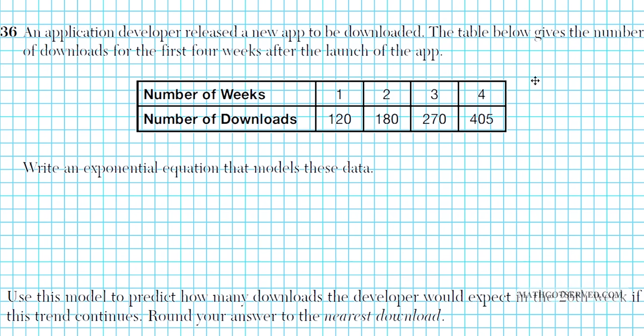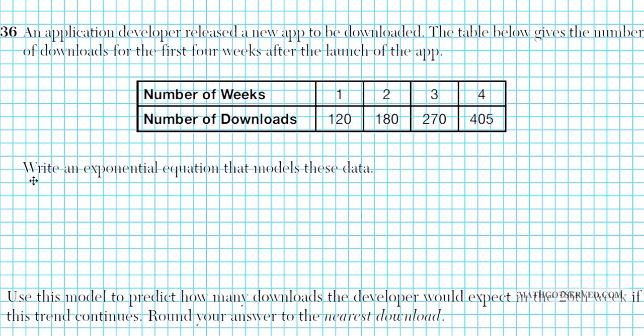All right, let's take a look at problem number 36. It says an application developer released a new app to be downloaded. The table below gives a number of downloads for the first 4 weeks after the launch of the app. Write an exponential equation that models these data. Use this model to predict how many downloads the developer will expect in the 26th week if the trend continues. Round your answer to the nearest download.